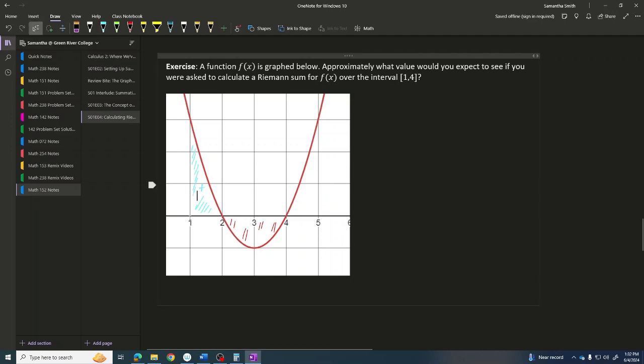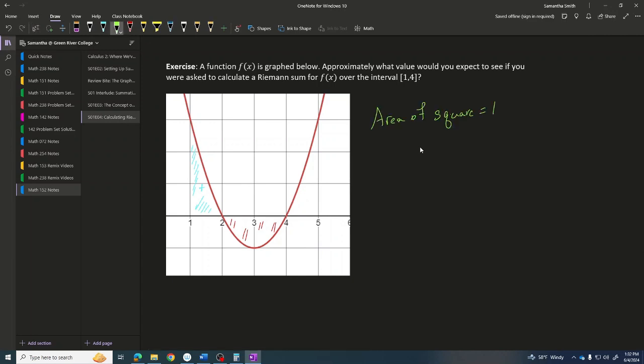Now, each of these squares in the picture is 1 unit wide by 1 unit tall. So the area of a single square in the picture is 1 unit. So I'm going to estimate the net area essentially by just counting squares.